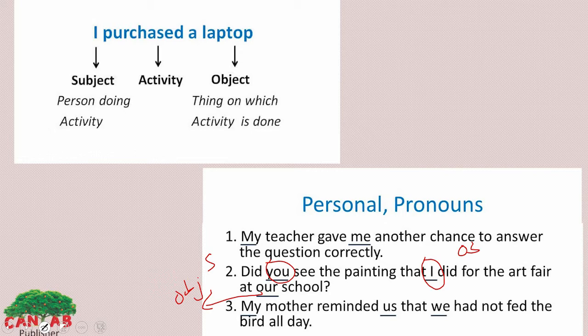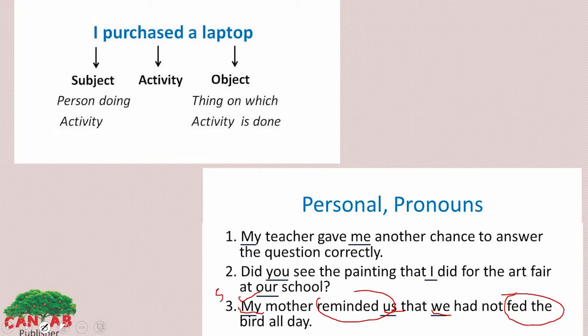Now look at example number 3. My mother reminded us that we had not fed the bird all day. So in this sentence, we have one subject and two objects on which the activity is done. The activity is reminding us and feeding the bird all day. Here, my mother, my is a subject and us is an object and we is also an object. So we have one subject and two objects here.